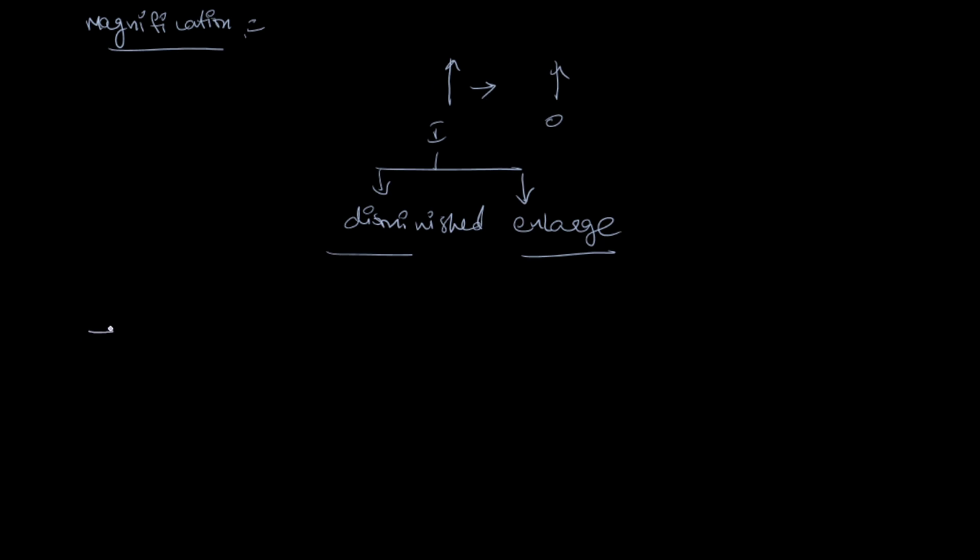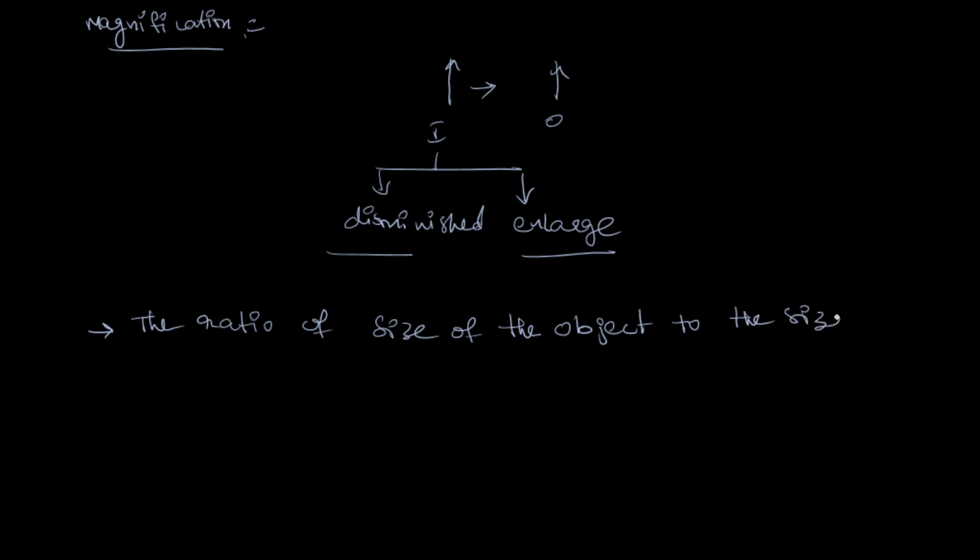And it is given as the ratio of the size of the image to the size of the object. Let's derive the formula for magnification, and it is denoted with a small m.